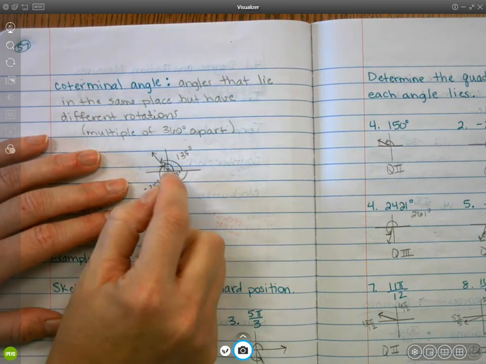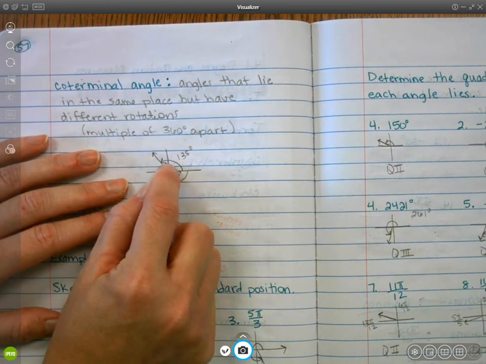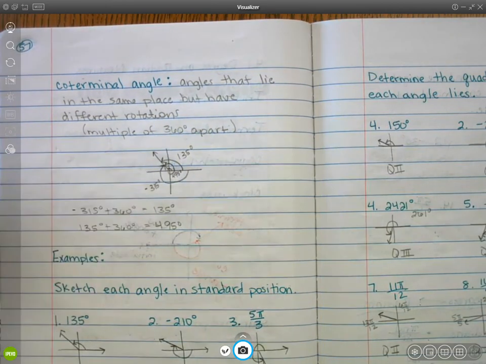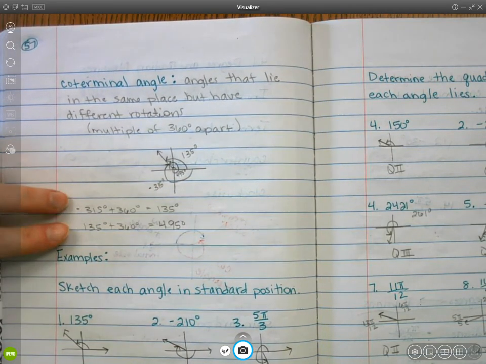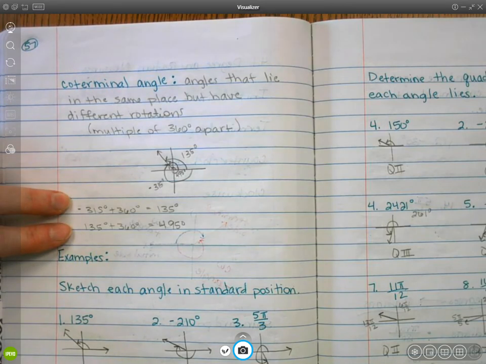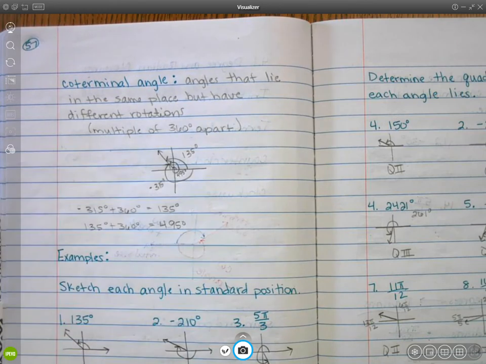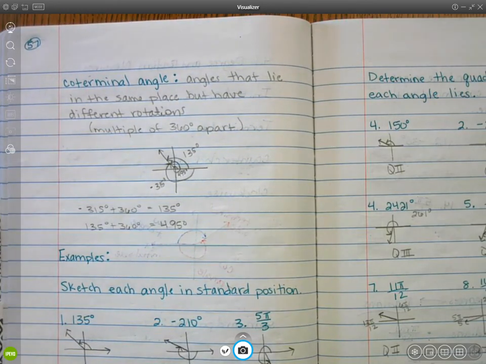Or I could go all the way around the circle and back, and it would be 495. All right, so they're 360 apart. Negative 315 plus 360 is 135. 135 plus 360 is 495. I could keep adding or subtracting 360 forever and get an infinite amount of coterminal angles.